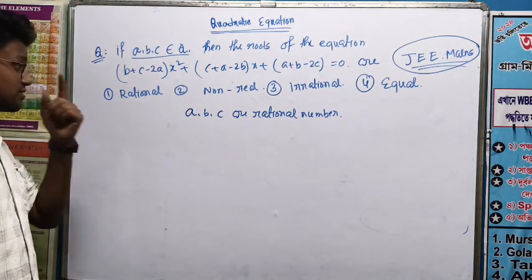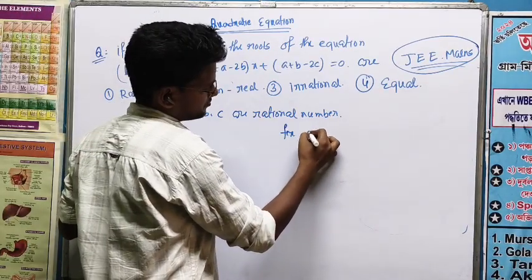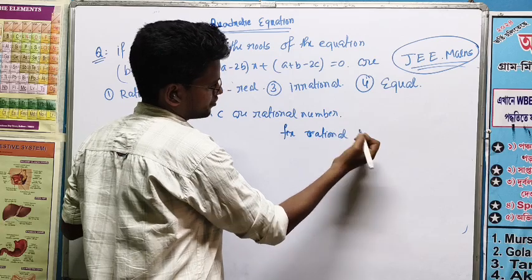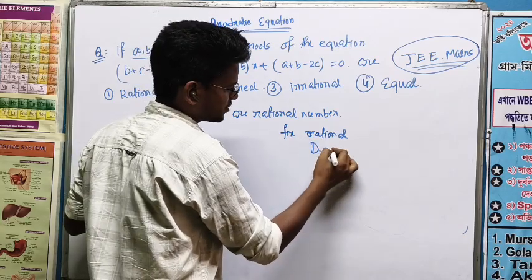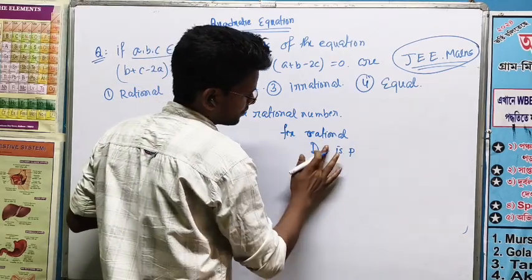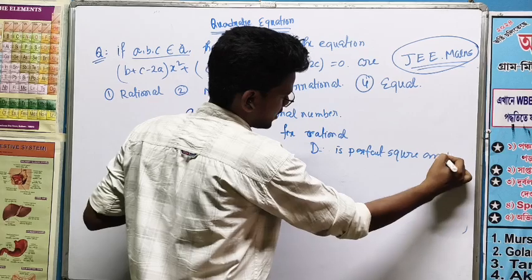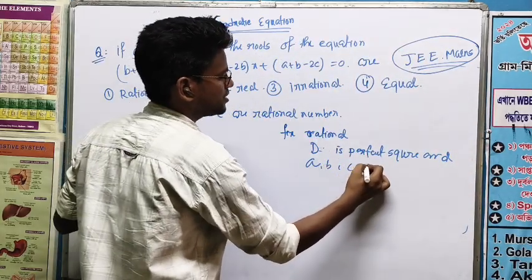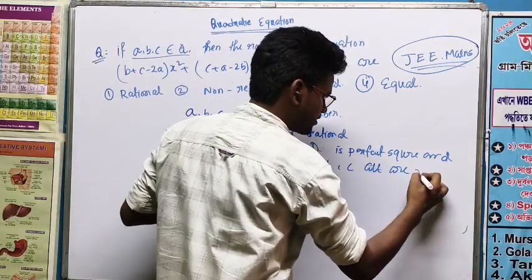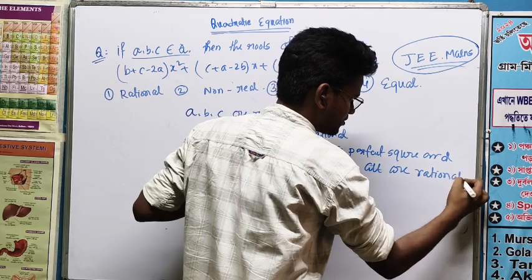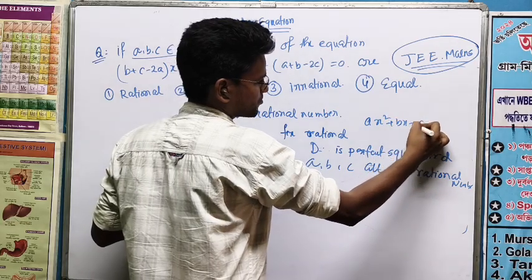So next, a, b, c are rational numbers. For rational roots, D, the discriminant, is a perfect square, and a, b, c all are rational numbers for that equation ax square plus bx plus c is equal to 0.